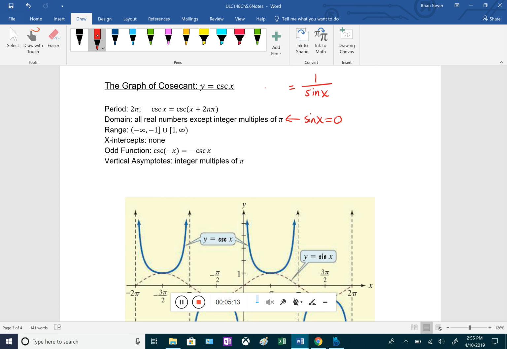Oops, I just put y up here. I'm going to change that. And this is an odd function because sine is an odd function. And there are vertical asymptotes when that denominator equals 0.